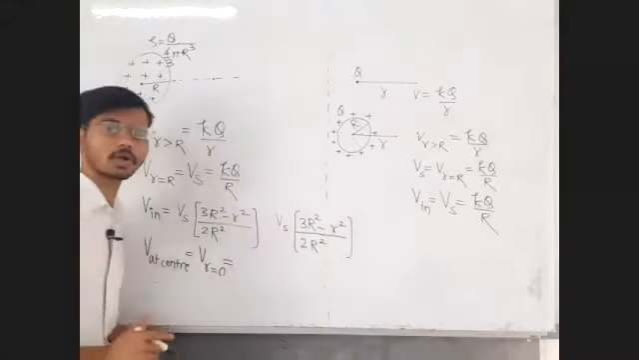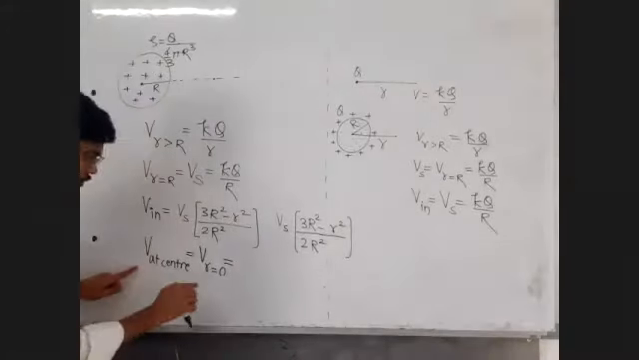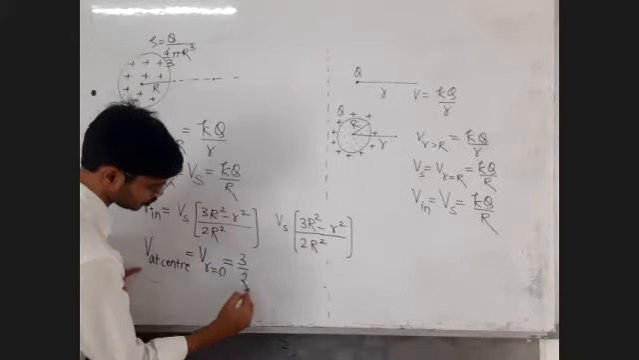Is this trick clear to all of you? How I remembered it? I know that potential at the center is 3/2 times the surface.